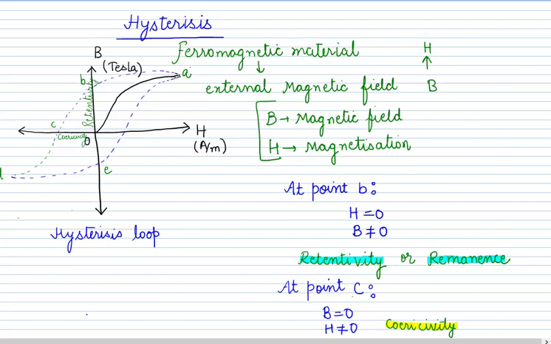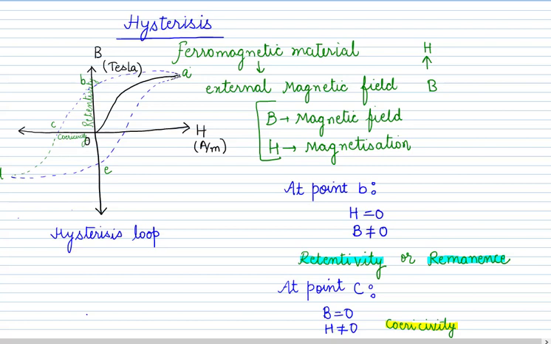And at point C where the magnetic flux density is zero, that means the magnetization is zero, but we have to apply this H. So this negative magnetization field we call coercivity. So if you want to make a permanent magnet, now you can see very clearly that the retentivity should be high. That means even if you are not applying any magnetization field, it should have some magnetism. So for all permanent magnets, retentivity should be high. Also the coercivity should be high.